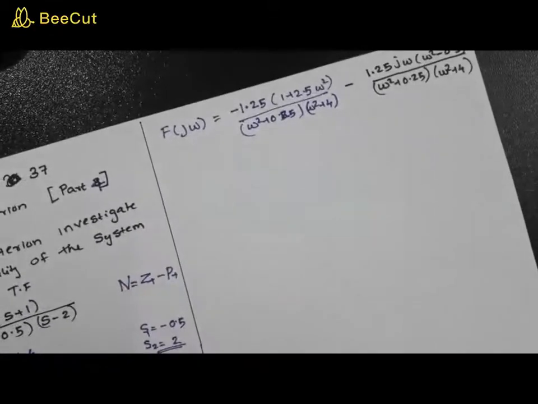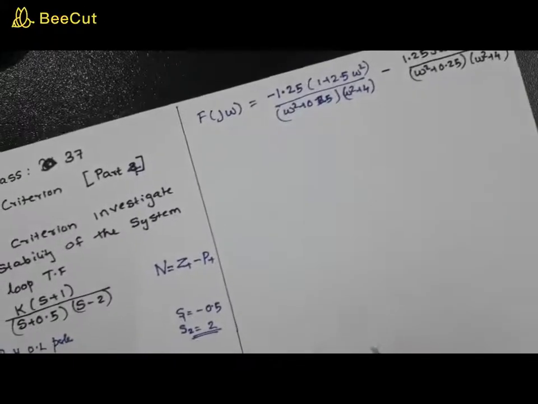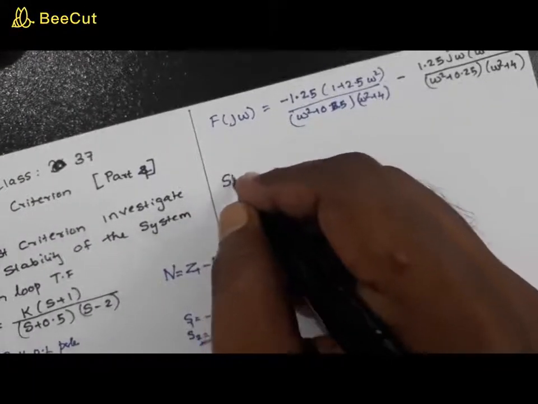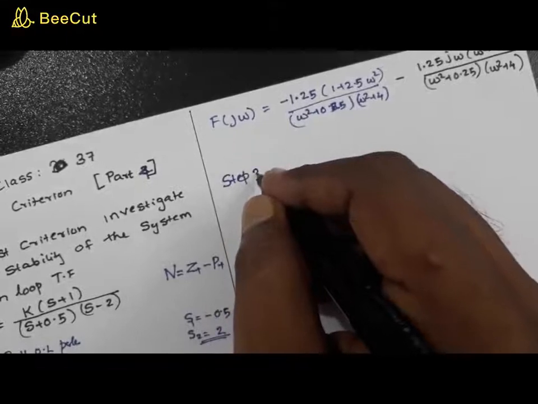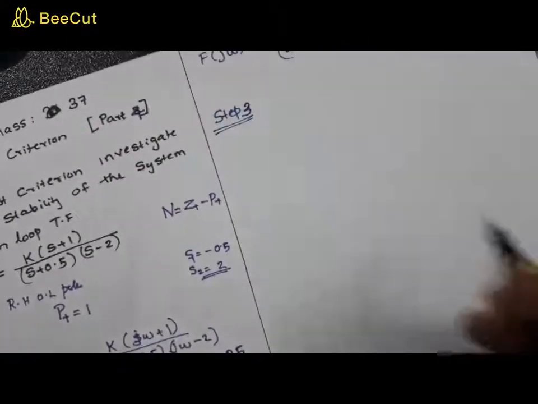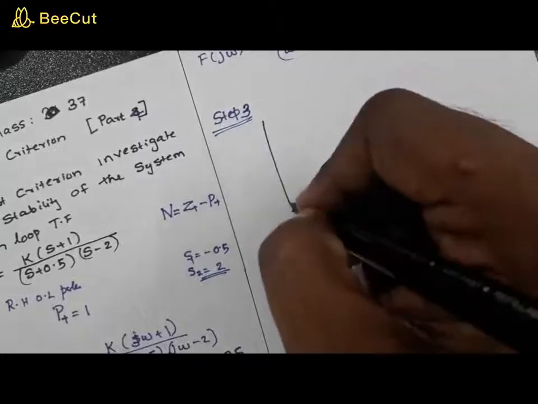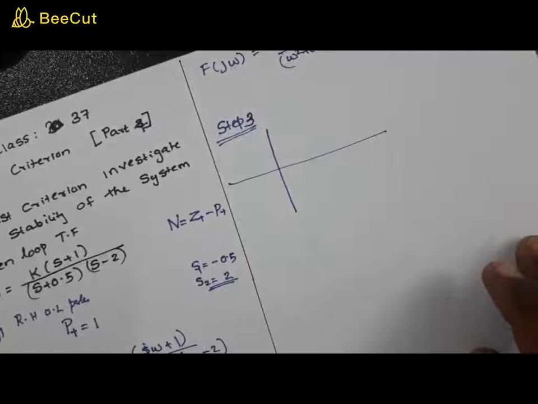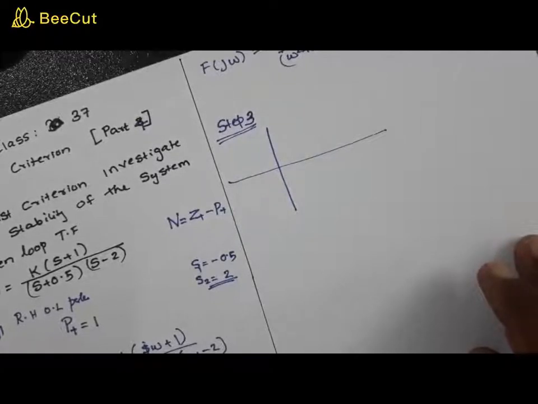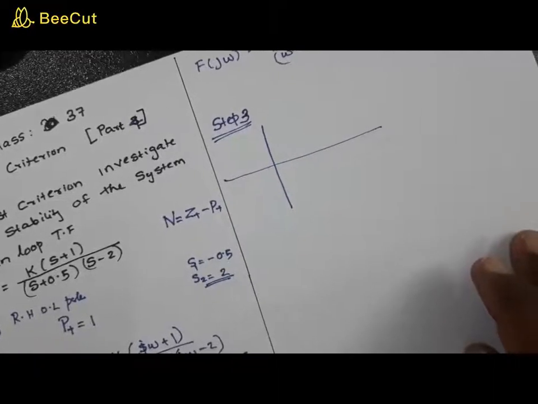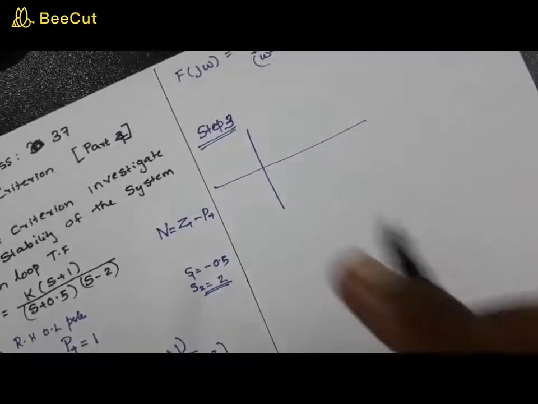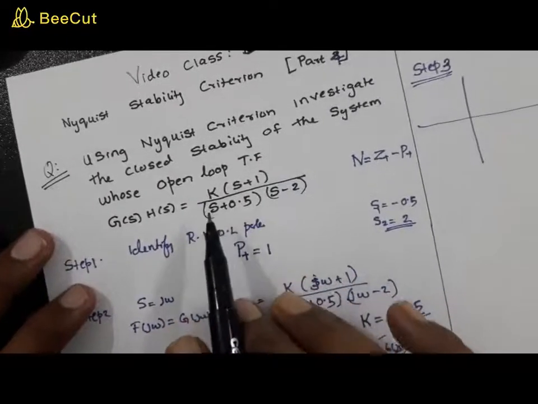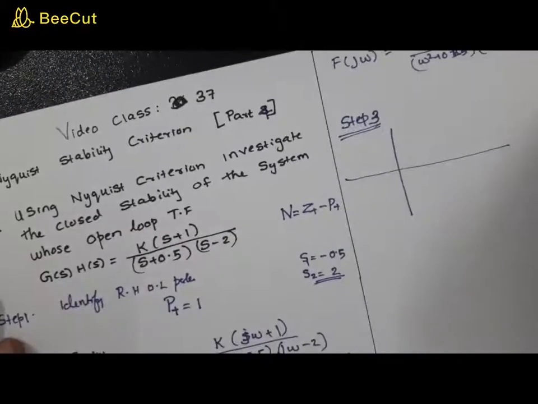Now let's try to plot. What is your step 3? That was actually your step 2, right? So now step 3 is to draw the S-plane, or the S contour. Now what is your S contour? First of all, you must look at this G of S, H of S. This one is a type 0 system, right?